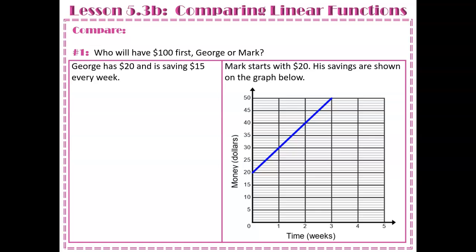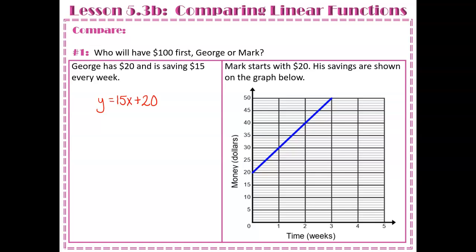It says George has $20 and will be saving $15 every week. So his rate of change is $15, so that's your M, and he starts with 20, so that's your B. So X is weeks and Y is the amount he's saving. Mark starts with 20 also, and his savings are shown in the graph.